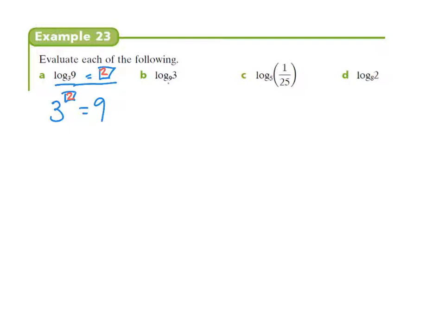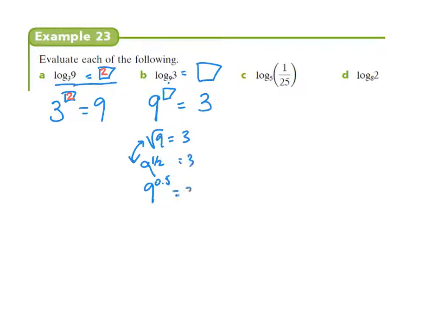B's asking us for base 9 something equals 3. So if we put that in index form, 9 to the power of something gives us 3. Now we know if we square root 9 we get 3, and hopefully you remember if you take 9 to the power of half, root and square root are the same, and 0.5 root is 3. So the number that you want here is either 0.5 or half, simply because that's what it is there.